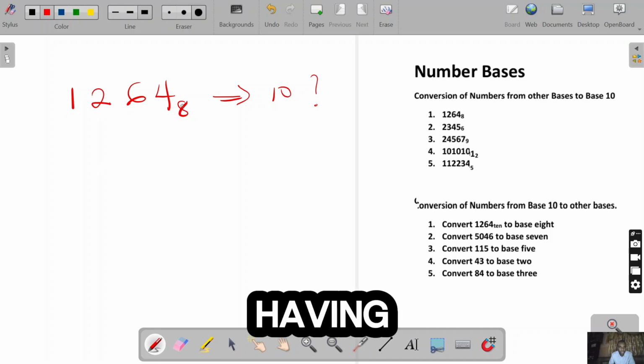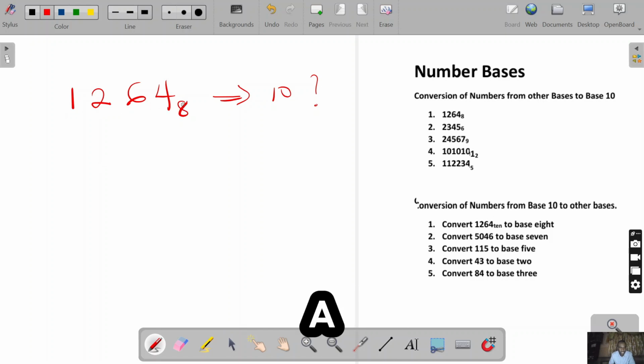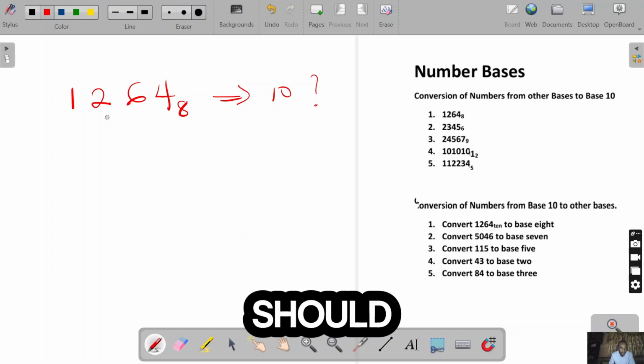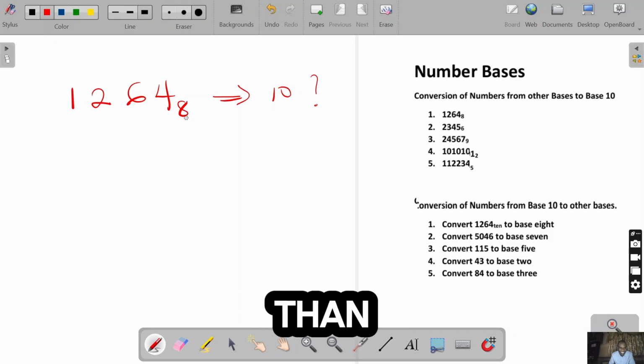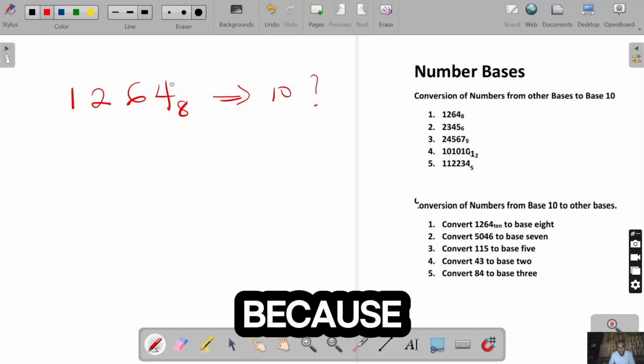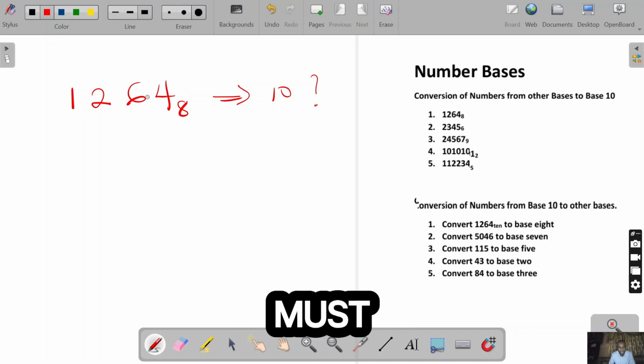So 1, 2, 6, 4 is in base 8. Now when you have a number in a base, all the digits, notice the digit 4 is less than 8, 6 is less than 8, 2 is less than 8, 1 is less than 8. All the digits that are written must always be less than the base. That means I can't have 1, 2, 6, 4, 8 base 8. It's not possible because of that 8. The digits there must be less than 8. So now 1, 2, 6, 4 base 8 to base 10.